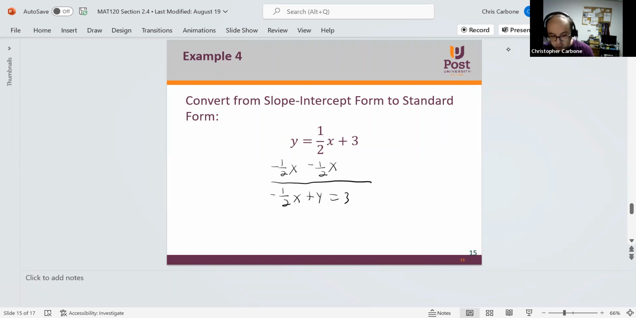And now typically we want the coefficient in front of x to be not negative, and to be a whole number. Or I should say an integer, specifically. Well, whole number would be better actually. So we're going to multiply everything here by negative 2 to get rid of that fraction and the negative at the same time. We would be left with x minus 2y is equal to negative 6.